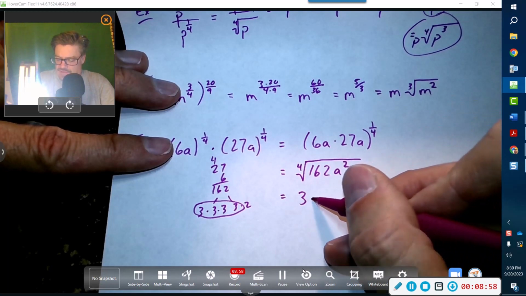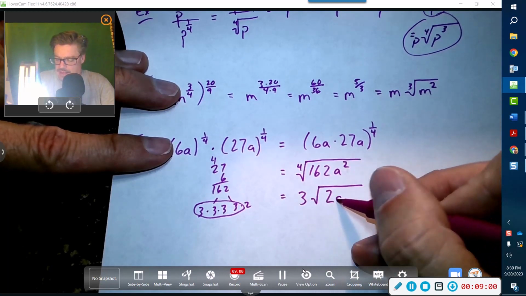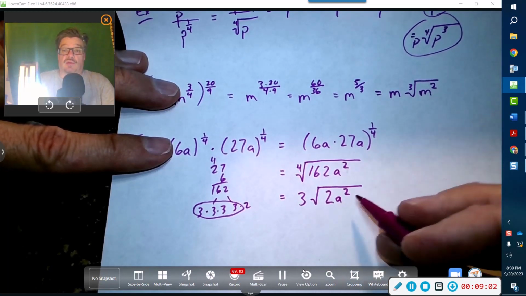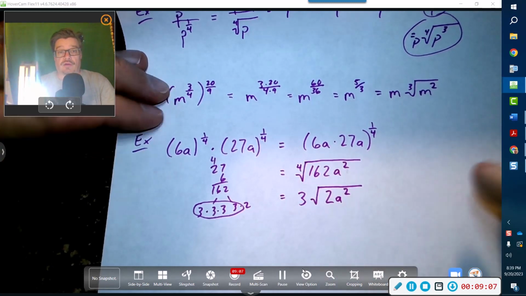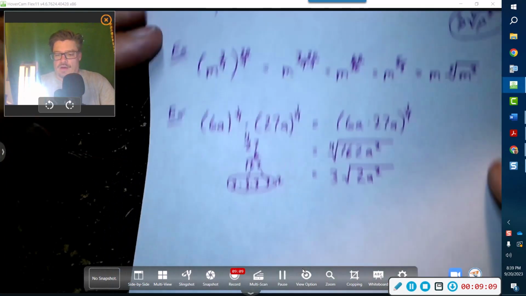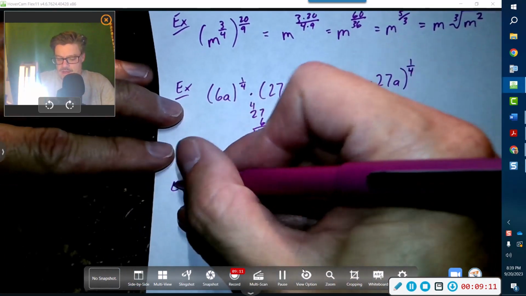And we're definitely not going to take any of those a's out because there's only 2 of them, and you need a quadruple in order to take them out of the radical. Okay? All right. Next one.